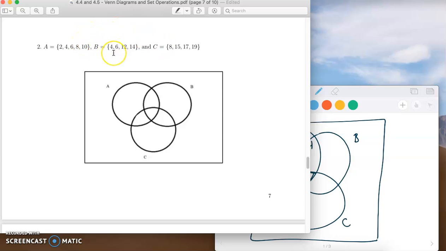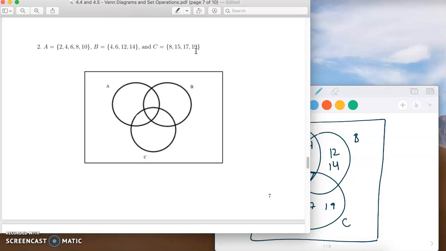All right, so let's go over to B. So far we have 4 and 6 that were also in A. Now we have 12. 12 is only in B. And then we have 14, which is only in B. So let's go over to C. We had that 8 that was already in A. And then we have 15, 17, and 19. Okay, so that's it.